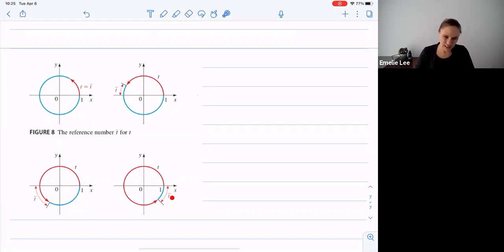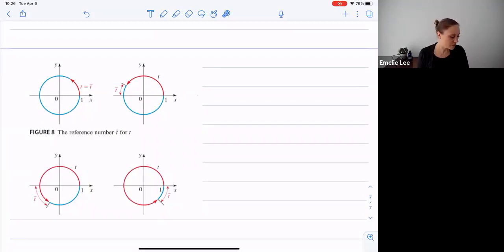I will definitely use it for the fourth quadrant because, just like we saw earlier, it will be easier to say that 11 pi over 6 is the same as negative pi over 6, and I know what pi over 6 is. The first and fourth quadrants I find are the easiest to deal with. The second and third quadrants become a little bit sticky.